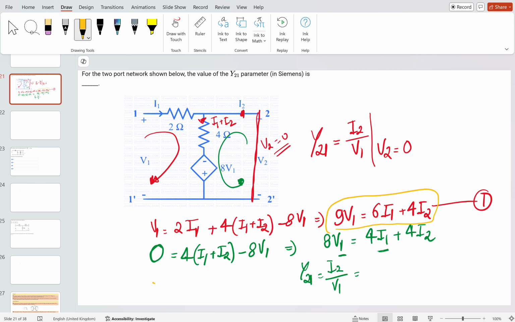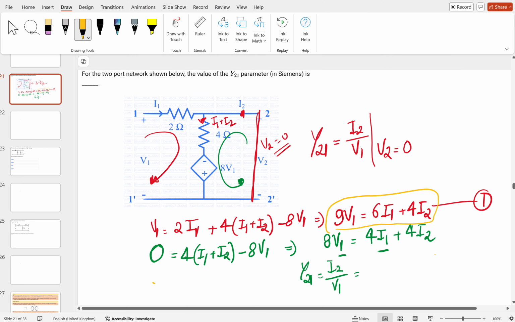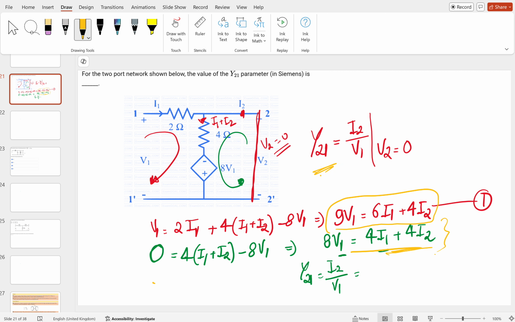When you see both equations, they are in the same manner as I1 and I2. If you see, multiple solutions can exist in both equations. Okay. So the value of Y21 cannot be found from these two equations.